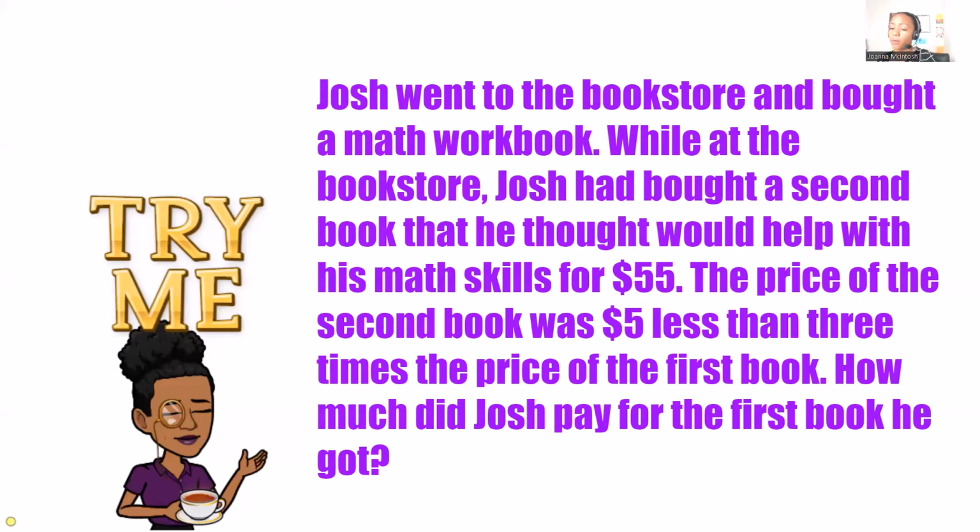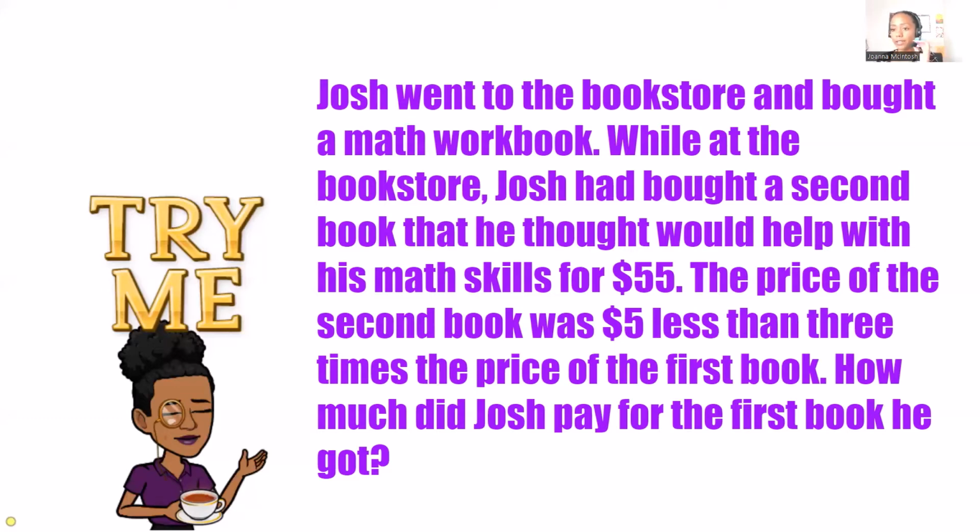So our problem says, Josh went to the bookstore and bought a math workbook. While at the bookstore, Josh had bought a second book that he thought would help with his math skills for $55. The price of the second book was $5 less than 3 times the price of the first book. How much did Josh pay for the first book he got?